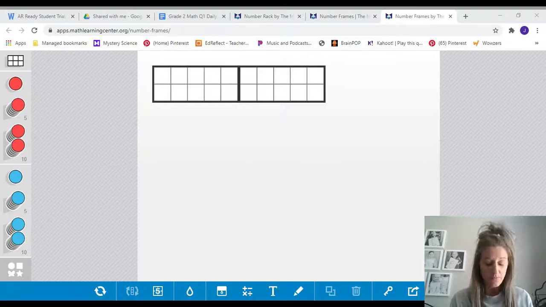Okay, guys, we're ready to get started this morning with our using doubles. So for our number talk today, we're going to practice on our doubles facts. But if you notice, I have up a double tens frame. So this is another one of those off of mathlearningcenter.org that you can use and manipulate. You can use a double tens frame. So to enter, I'll show you how I put that on there here in just a second.